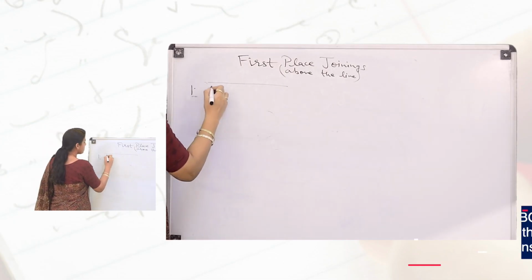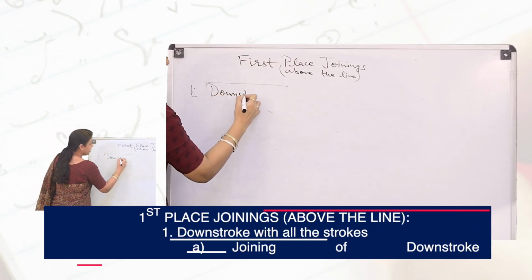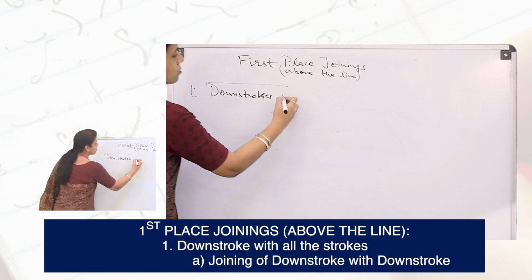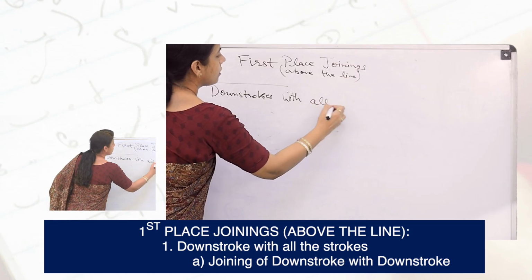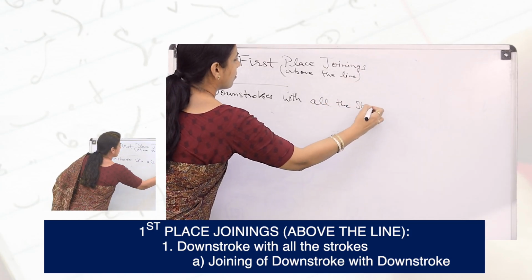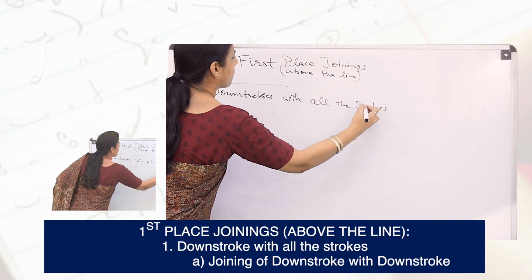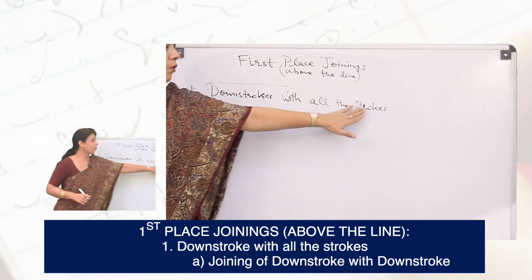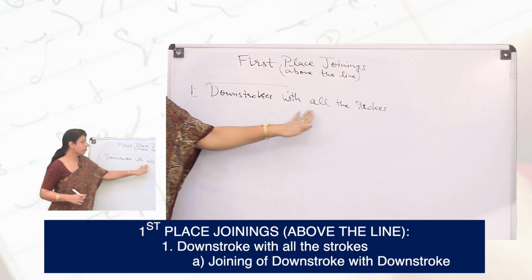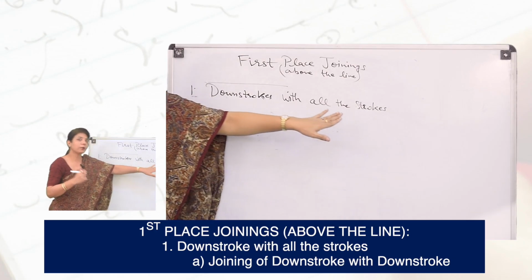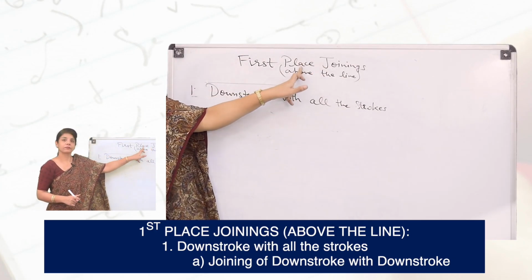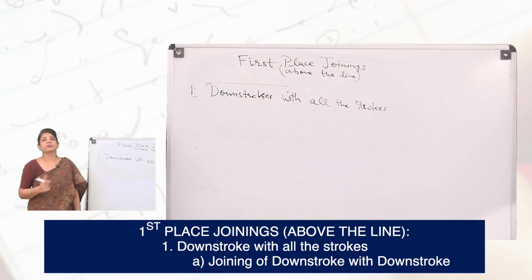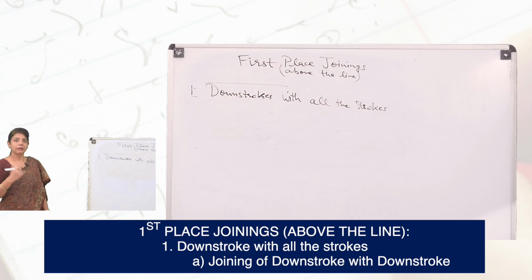Now, the first thing is again the same categories we are going to take, but above the line. Downstrokes with all the strokes means downstrokes with downstrokes, downstrokes with horizontals, downstrokes with upstrokes, but which place? The first place. And what is the rule of joining at the first place? That the first consonant remains above the line.